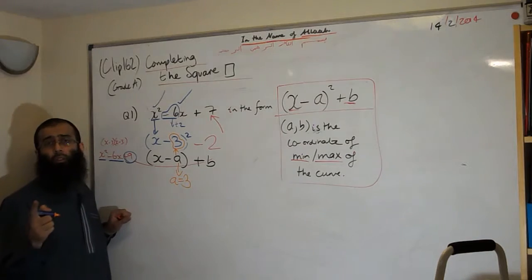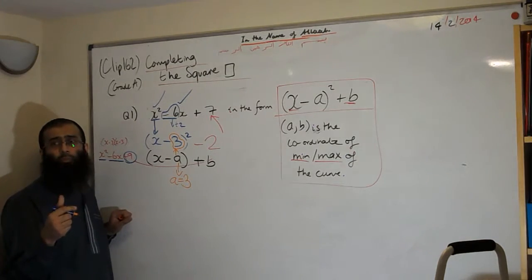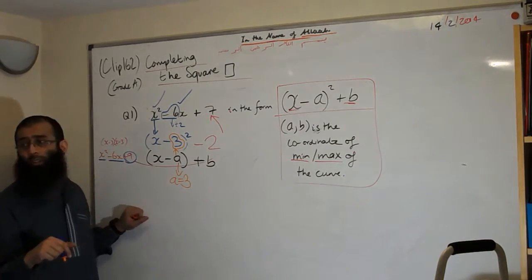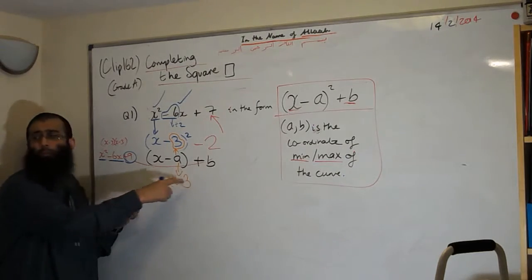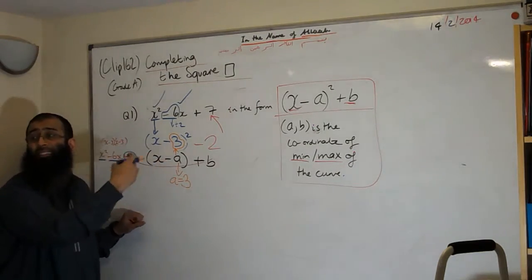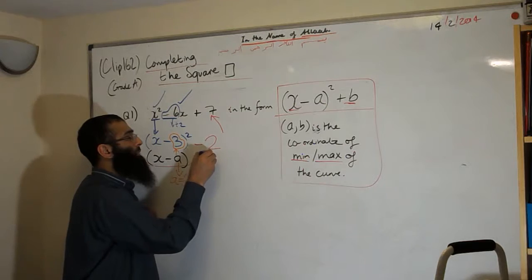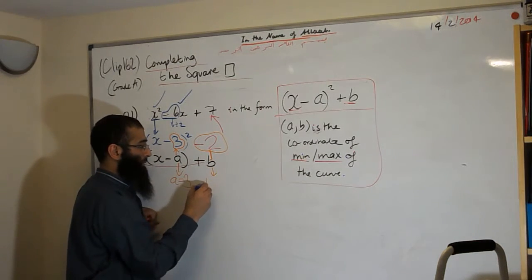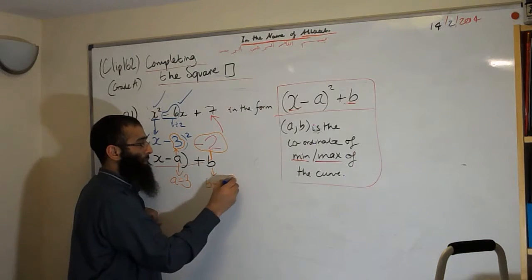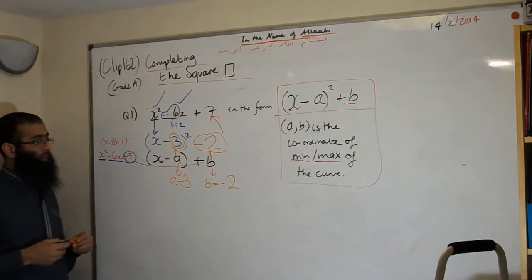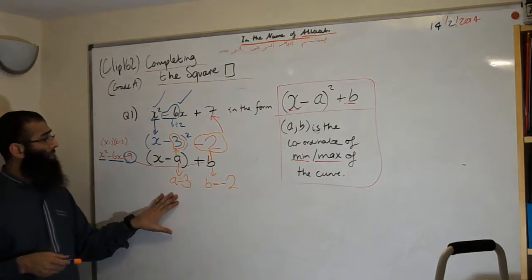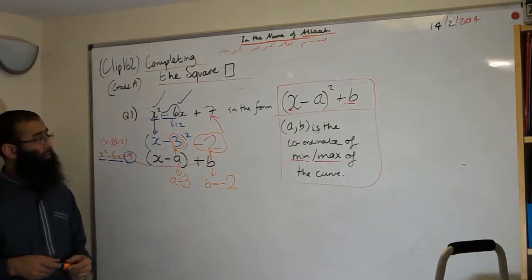Okay, what is the B value? The B is what now? Minus 2. Lovely. So A equals 3 and B equals minus 2.